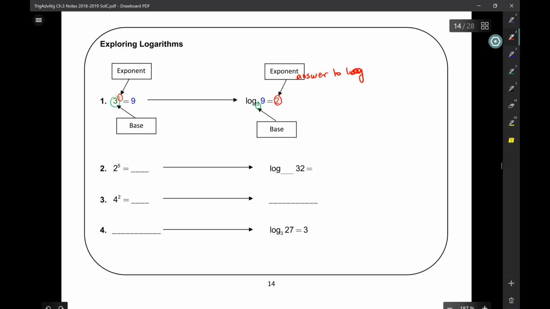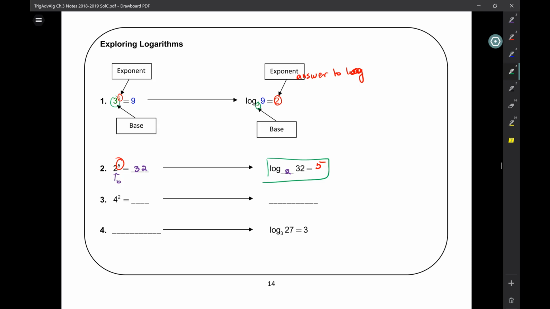2 to the 5 equals what? 32. Okay, so 2 to the 5 equals 32. Now, where is the base of this? It's the 2. This is the base. Log base 2 equals 5. So log base 2 of 32 equals the exponent, always. If I were walking down the street and saw this on a billboard, I'd think, oh yeah, 2 to the 5 is 32, because that's how I interpret it in my head. Look: base, exponent, and that's the value.